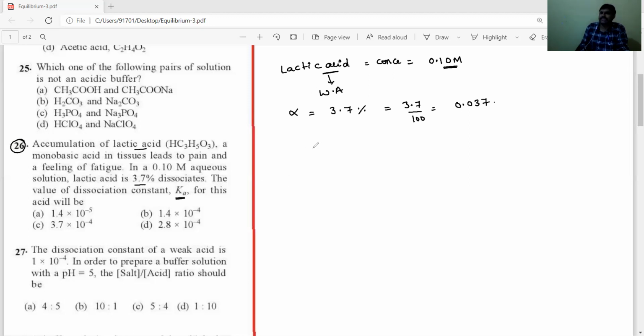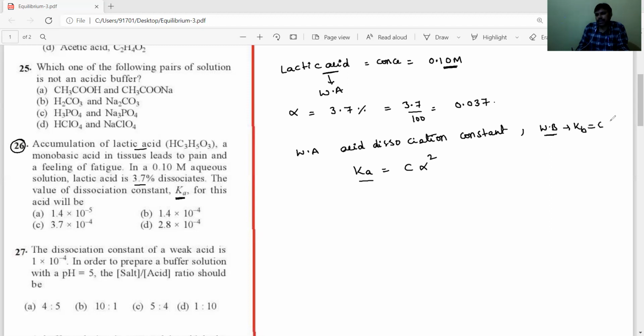Now what we have to find out, dear students, is the value of the dissociation constant, Ka, which they asked. This is a weak acid, and we know that for weak acids the acid dissociation constant Ka is equal to C alpha square. Okay, students, Ka is equal to C alpha square. And similarly, for weak bases, Kb is also equal to C alpha square.